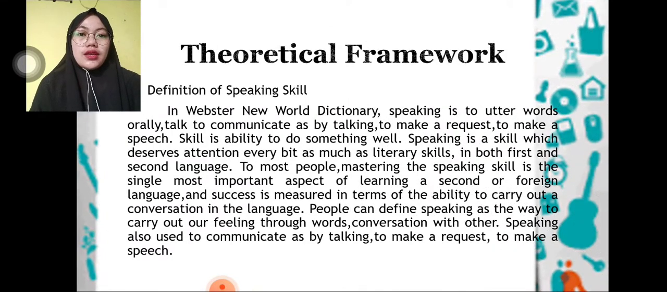Theoretical framework. 1. Definition of speaking skills. In Webster's New World Dictionary, speaking is to utter words orally, to talk, to communicate, as by talking, to make a request, to make a speech. Skill is the ability to do something well. Speaking is a skill which deserves attention every bit as much as literacy skills. In both first and second language, to most people, mastering the speaking skill is the single most important aspect of learning a second or foreign language, and success is measured in terms of the ability to carry out a conversation in the language. People can define speaking as the way to express feeling through words, in conversation with others.